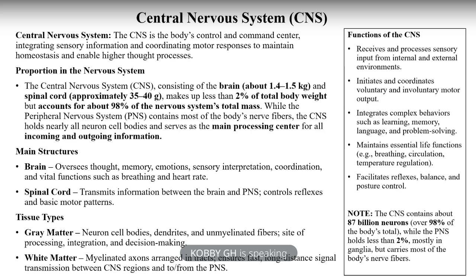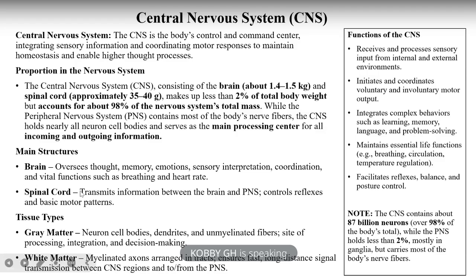Now, while the peripheral nervous system contains most of the nerve fibers, the main processing center for all incoming and outgoing information is within the central nervous system. If I ask you the main structures, or the main parts, of the central nervous system, that is the brain and then the spinal cord.